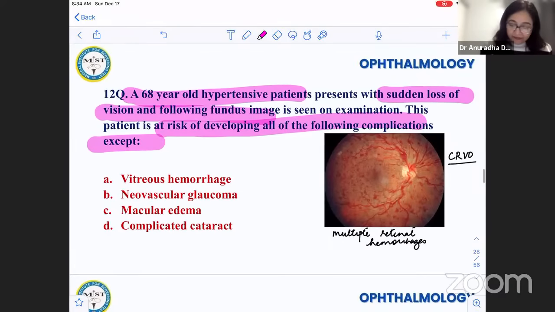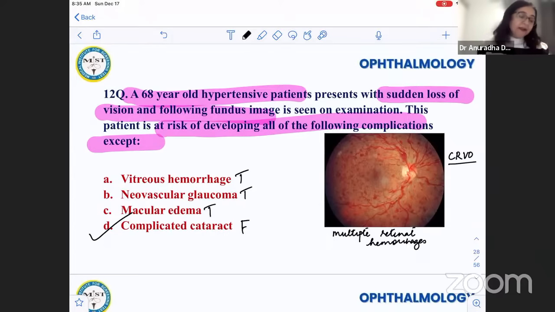Vitreous hemorrhage. Yes, vitreous hemorrhage can be a complication because a central retinal vein occlusion patient can develop neovascularization and they can have vitreous hemorrhage. Neovascular glaucoma, yes, that is true. Remember, because of the 100-day glaucoma, there can be iris neovascularization or rubeosis iridis, which can lead to neovascular glaucoma. Macular edema, yes, remember, vein occlusions, diabetic retinopathy, uveitis, all of these conditions, you can develop cystoid macular edema. Complicated cataract. So central retinal vein occlusion is not a cause of complicated cataract. So this is my answer. This is the odd one out here. So D is the choice.